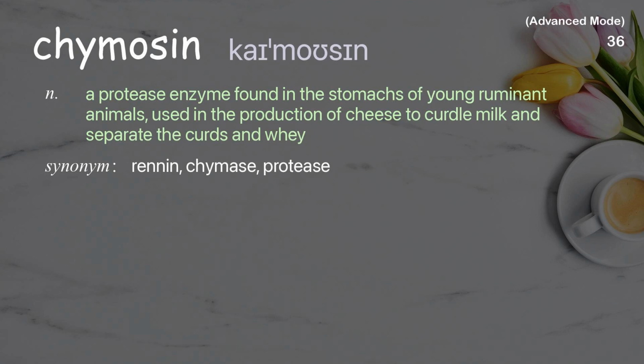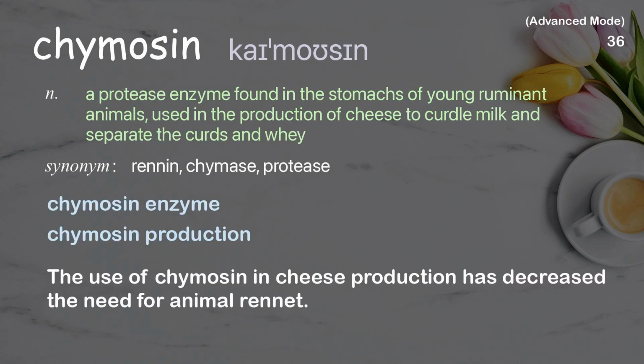Chymosin. A protease enzyme found in the stomachs of young ruminant animals, used in the production of cheese to curdle milk and separate the curds and whey. Examples: Chymosin enzyme. Chymosin production. The use of chymosin in cheese production has decreased the need for animal rennet.